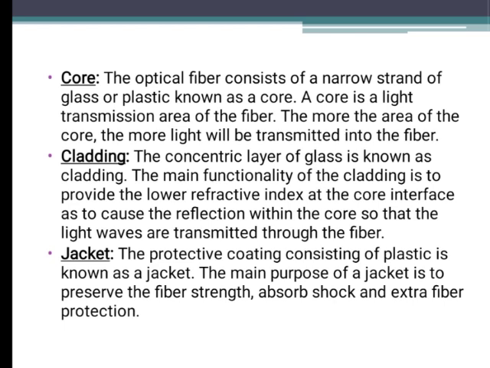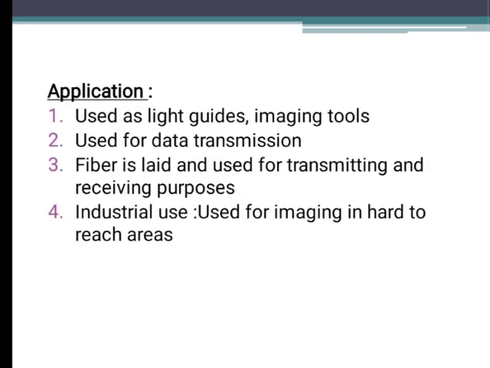Cladding: the concentric layer of glass is known as cladding. The main functionality of cladding is to provide a lower refractive index at the core interface so as to cause reflection within the core so that the waves are transmitted through the fiber. Jacket: the protective coating made of plastic is known as the jacket. The main purpose of a jacket is to preserve the fiber length, absorb shock and provide extra fiber protection.